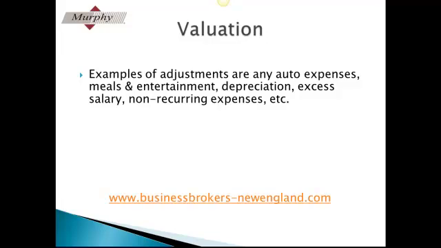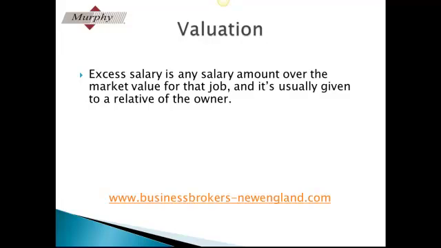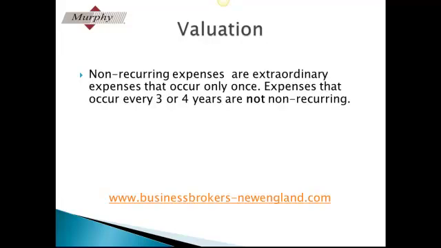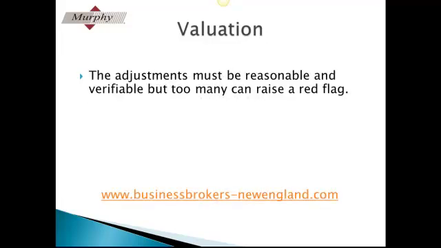Examples of adjustments are any auto expenses, meals and entertainment, depreciation, excess salary, non-recurring expenses, and so forth. Excess salary is any salary amount over the market value for that job, and it's usually given to a relative of the owner. Non-recurring expenses are extraordinary expenses that occur only once. Expenses that occur every 3 or 4 years are not non-recurring. The adjustments must be reasonable and verifiable, but too many can raise a red flag.